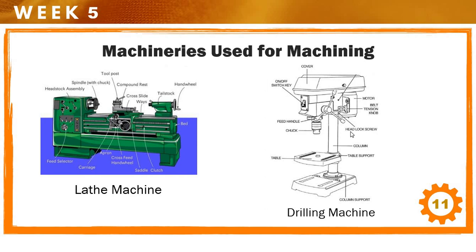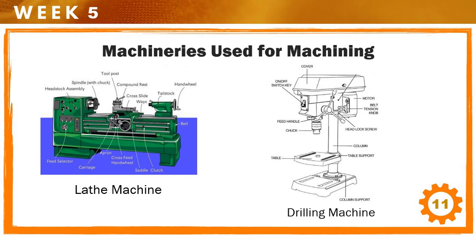So here is the head lock screw, so that you can lock the distance that you have chosen in the process. And the belt tension knob, an adjusting control for adjusting the tension of the tool with the grip.